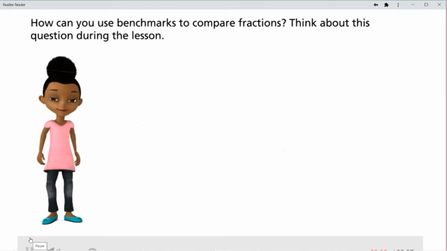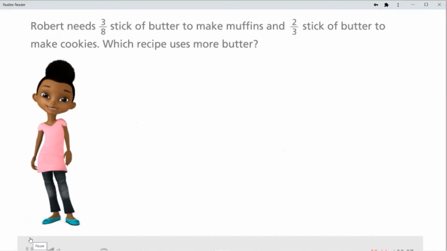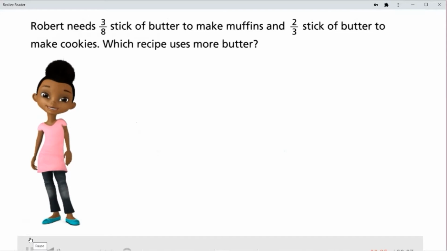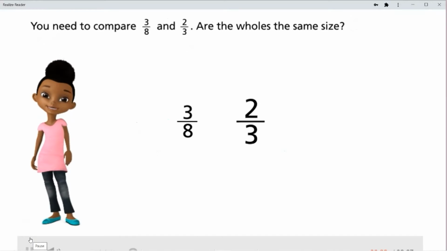How can you use benchmarks to compare fractions? Think about this question during the lesson. Robert needs 3/8 stick of butter to make muffins and 2/3 stick of butter to make cookies. Which recipe uses more butter? You need to compare 3/8 and 2/3. Are the wholes the same size?